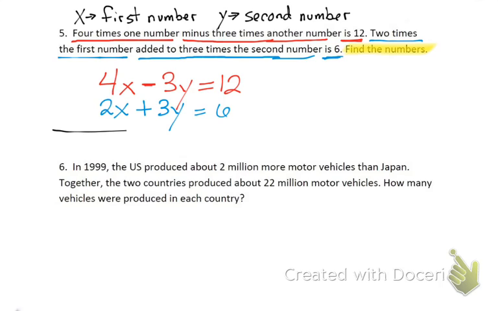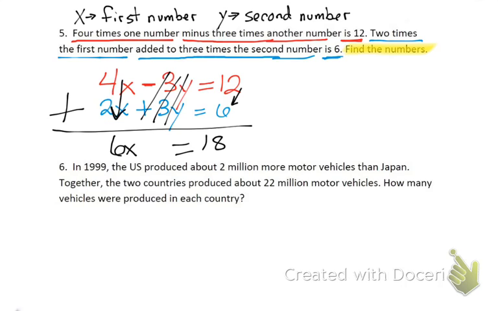So that was a pretty basic, easy setup, and as you can see here we have our system of equations, and you should also notice right away they're ready to be eliminated, because negative 3y and positive 3y will cancel out if you add these two equations together. So let's add these two equations together. 4x plus 2x is 6x. Negative 3y plus 3y is the one that cancels, and you have equals 12 plus 6 is 18.